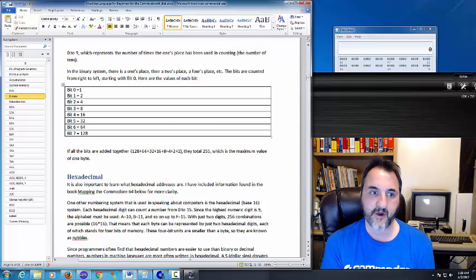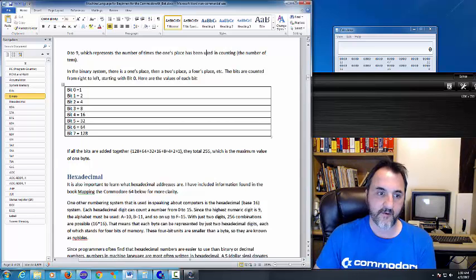The bits are counted from right to left, starting with bit 0. Here are the values of each bit. So you can say that bit 0 is equal to 1, bit 1 is equal to 2, bit 2 is equal to 4, bit 3 is equal to 8, bit 4 is equal to 16, bit 5 is equal to 32, bit 6 is equal to 64, and bit 7 is equal to 128.